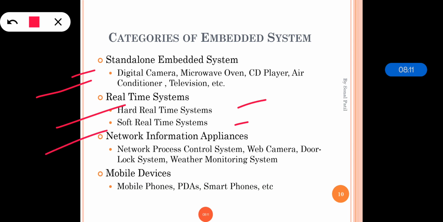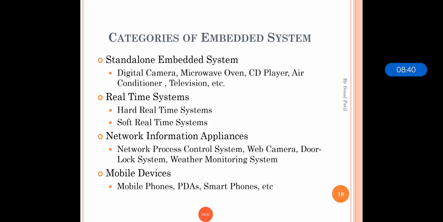Then the network information appliances. The embedded systems are provided with network interfaces and accessed by networks such as LAN or the internet, which are called network information appliances. Then the mobile devices. Mobile devices are the mobile phones, personal digital assistants, smartphones. That is a special category of embedded system. These are the devices which move with us. That's why they come under the category of mobile devices.